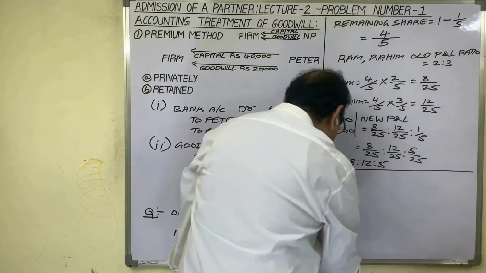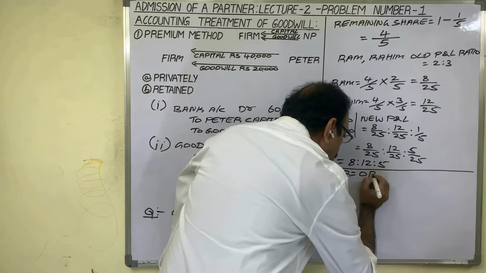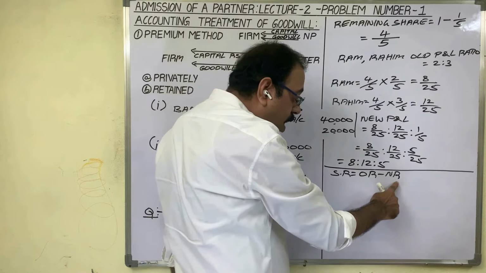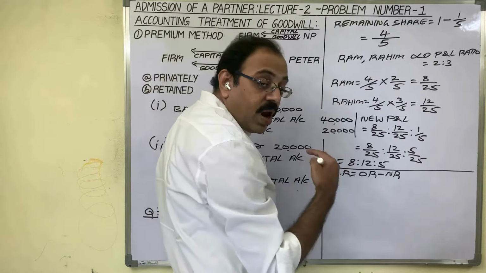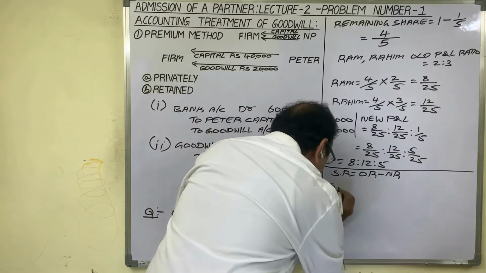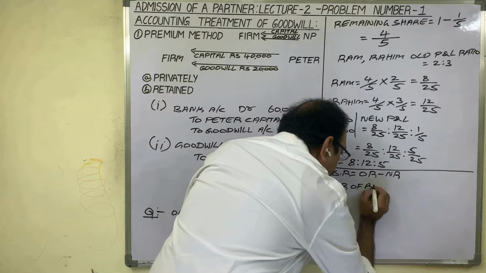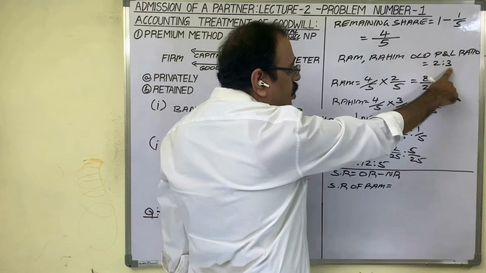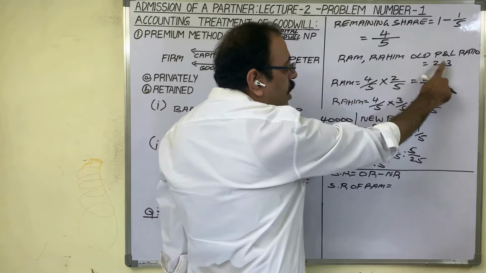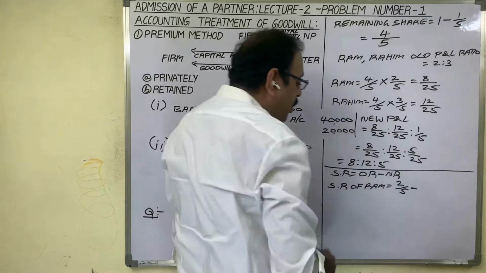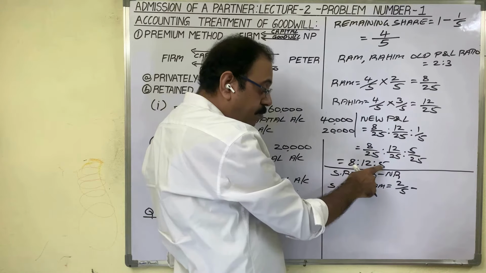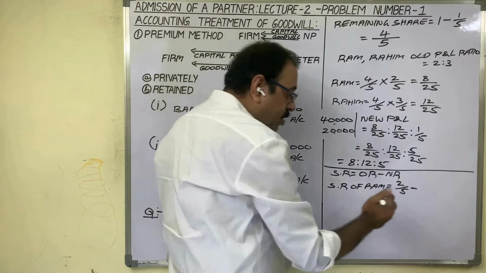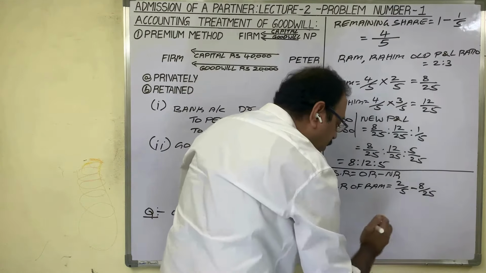Sacrificing ratio formula is old ratio minus new ratio. Now the new ratio is available with us, so we can apply this formula. We can calculate the sacrificing ratio of Ram and Rahim. Sacrificing ratio of Ram: his old ratio, where we wrote 2 is to 3 as the old profit and loss ratio, so Ram's share is 2 by 5, minus his new ratio. Ram, Rahim, Peter: Ram's number is 8, 8 by the sum of these 3 numbers, 25. For 5 and 25 find the LCM.